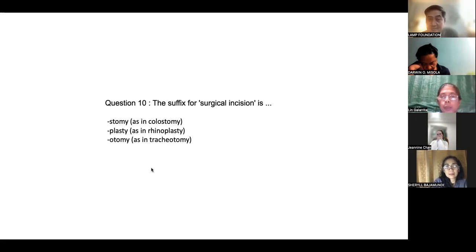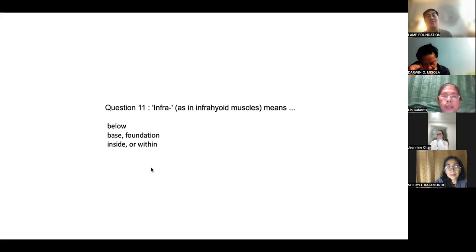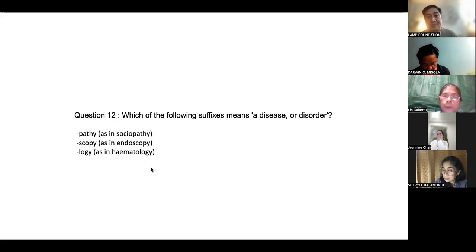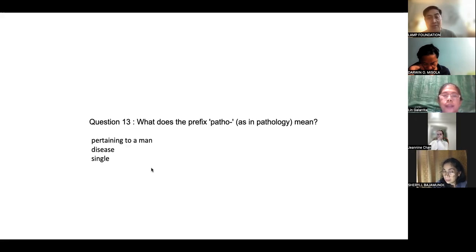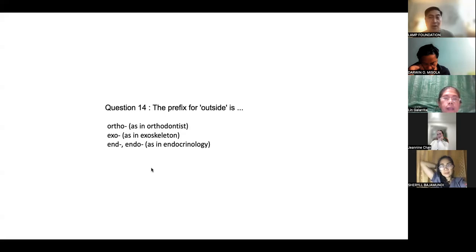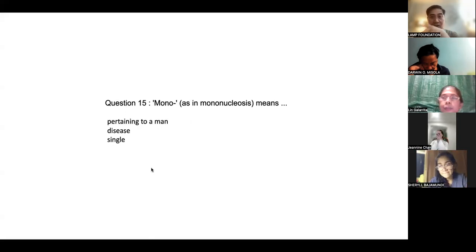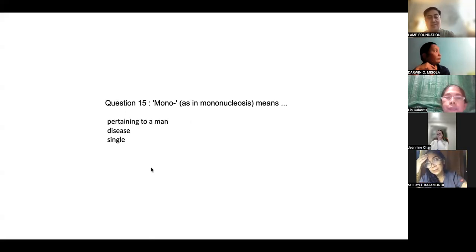Otomy as in tracheotomy. Infra as in infrahyoid muscles means? Below. Which of the following suffixes means a disease or disorder? Pathy as in sociopathy. What does the prefix patho as in pathology mean? It's a disease. The prefix for outside is? Exo as in exoskeleton. Mono as in mononucleosis means?